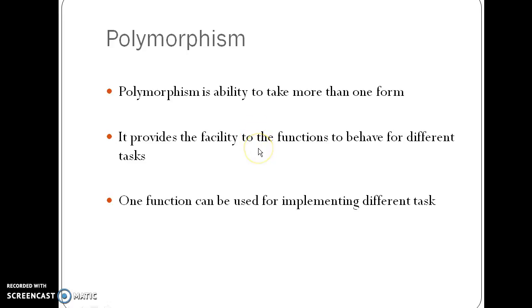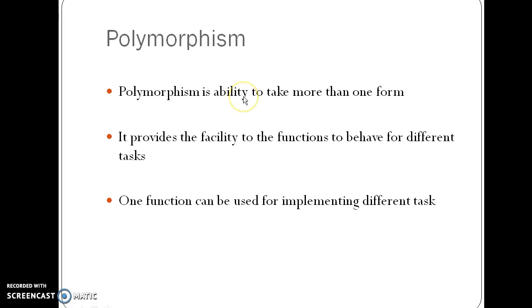Today we'll discuss the topic polymorphism. As we know, there are eight basic object-oriented concepts. One of them is polymorphism. So today we'll discuss compile time polymorphism and runtime polymorphism, which are the types of polymorphism. Firstly, we'll see what is the definition of polymorphism.